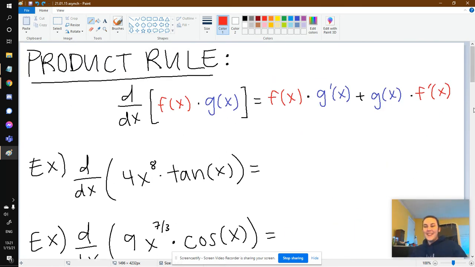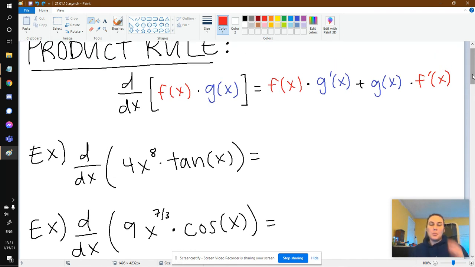Bada bing. The assignment has a couple practice product rule problems, and then the quotient rule problems are figuring out the rest of the trig functions. So I think they're worthwhile. Let's remember how to do these product rule questions. I've done 2 examples for myself.